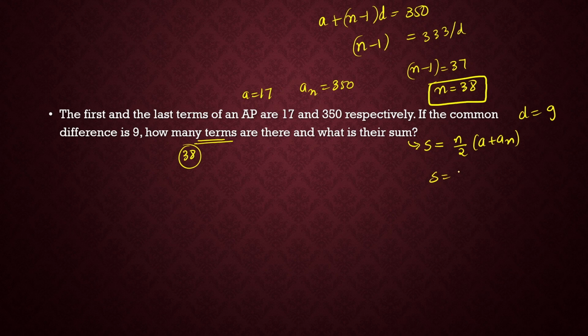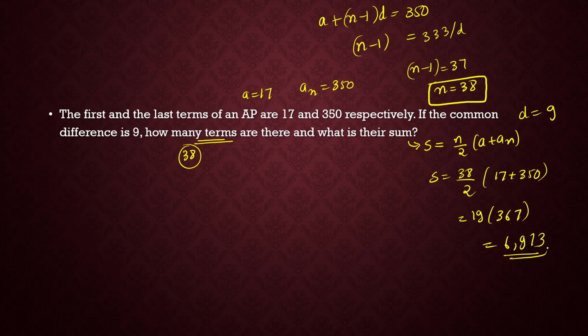Just substitute: S is equal to 38 divided by 2 into (17 plus 350). That's it. So 38 divided by 2 is 19. 17 plus 350 is 367. So 19 into 367 is equal to 6963. So this is the sum of the given AP, and there are totally 38 terms.